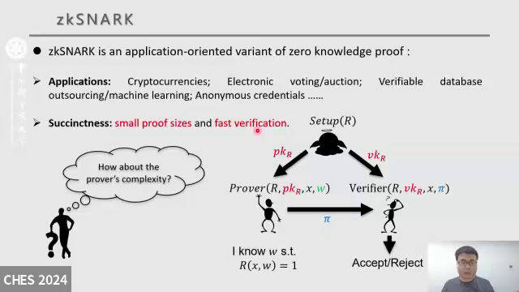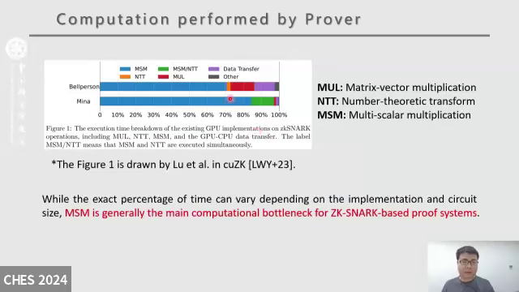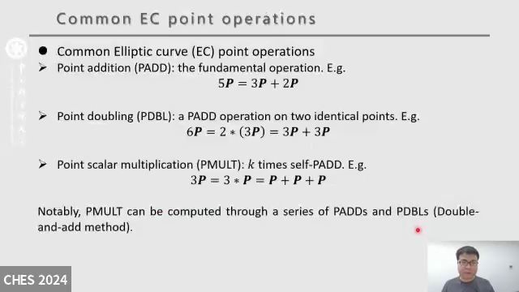So someone may ask, how about the prover's complexity? Unfortunately, in fact, the prover's efficiency is always one of the biggest bottlenecks in ZK-SNARK. And if we analyze the computation performed by the prover, we can know that the multi-scalar multiplication, also known as MSM, is generally the main computational bottleneck for ZK-SNARK-based proof systems.